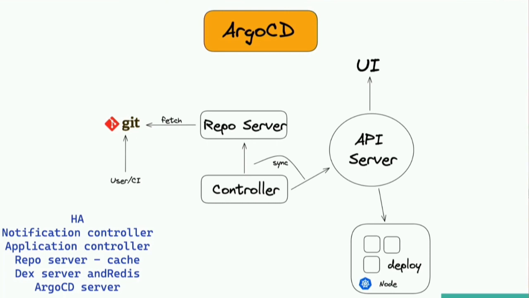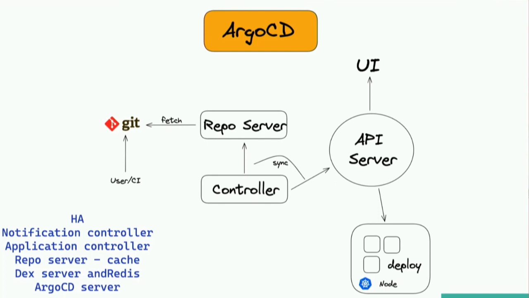So this is the workflow. The user pushes the code to the Git. Now, the repo server stores the cache. It tries to fetch the code or the data from the Git, and then there is a controller which maintains the sync between the API server and the repo server. Then there is the UI. So the UI keeps updating the live status of your application. Then your application is deployed successfully.